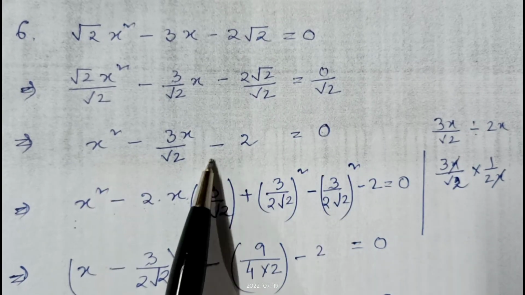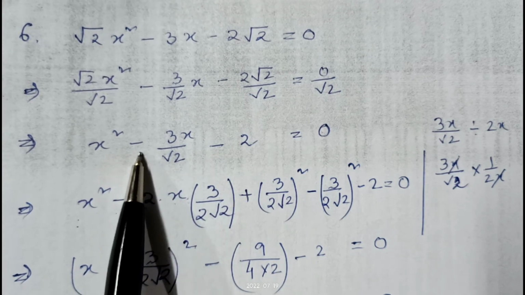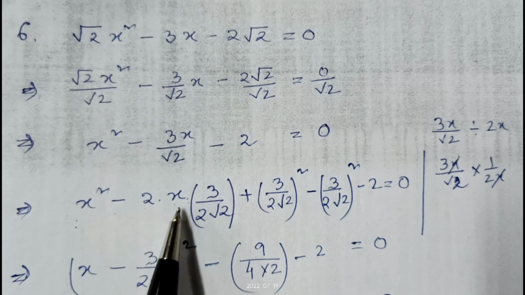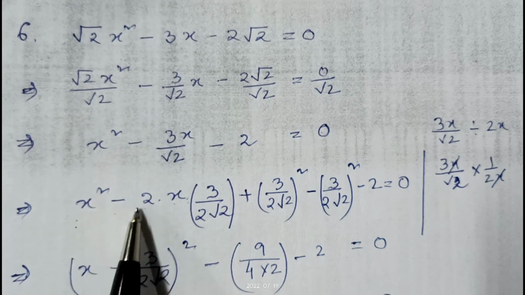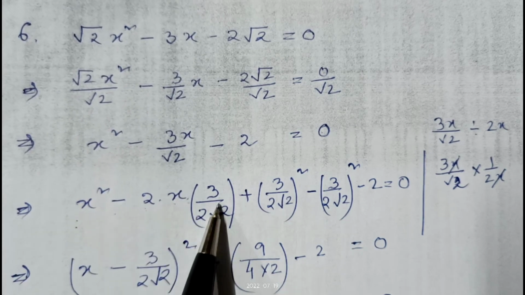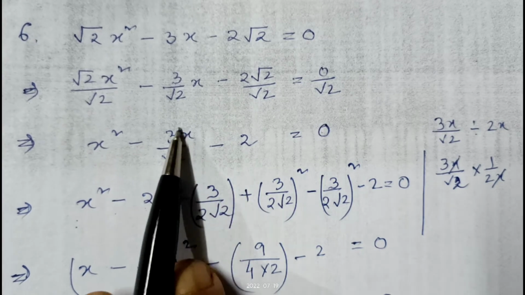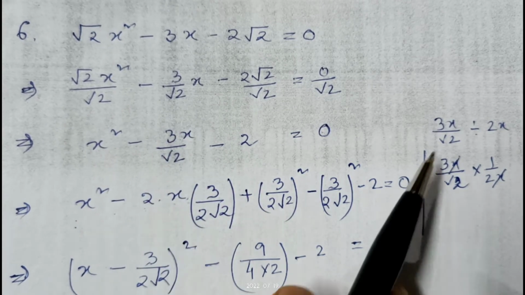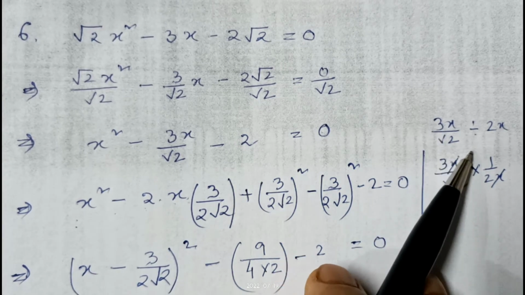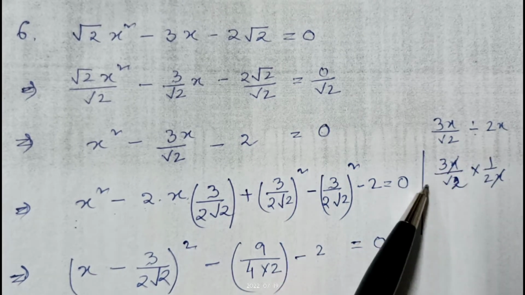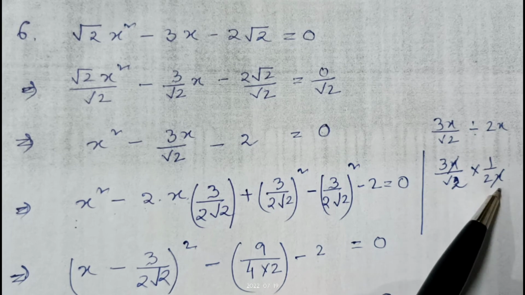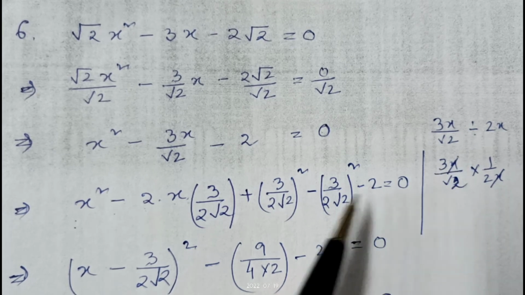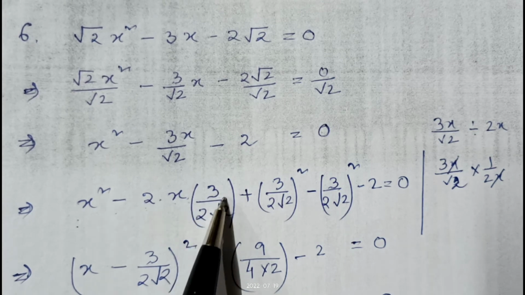Now we have to use the (a minus b) whole square formula because this is negative. So we can write x square minus twice ab. A is x, so twice x into b. For getting b, we have to divide this 3x by root 2 by twice x. So 3x by root 2 divided by twice x will be 3x by root 2 into 1 by 2x. x and x can be cancelled. So it will be 3 by 2 root 2. So b is 3 by 2 root 2.